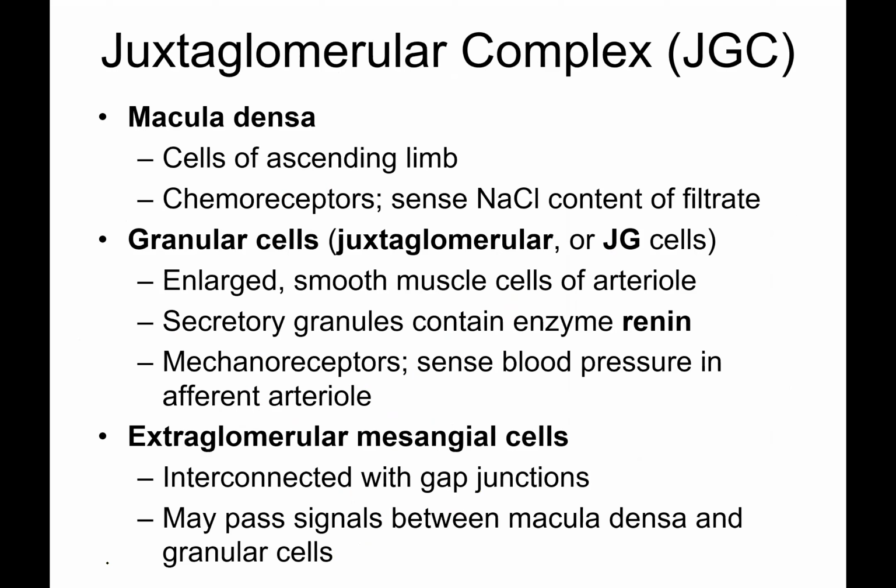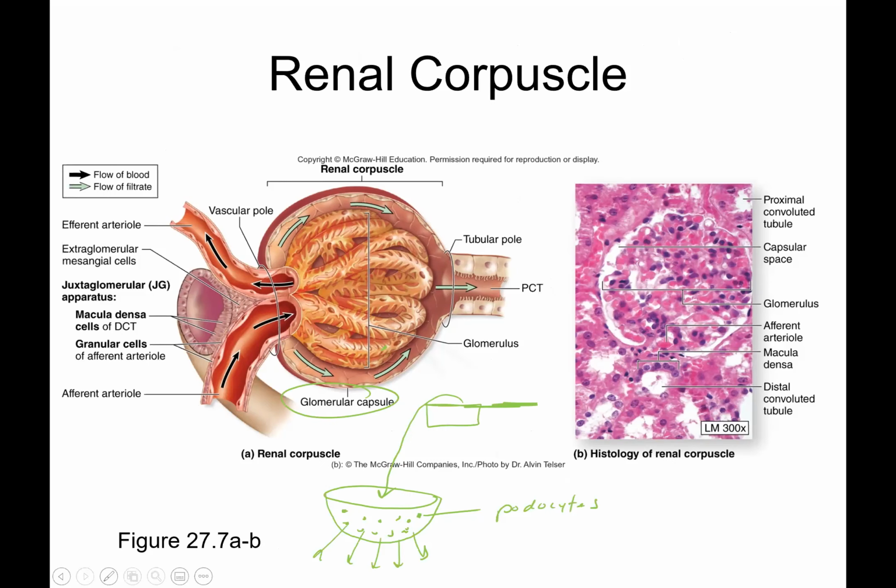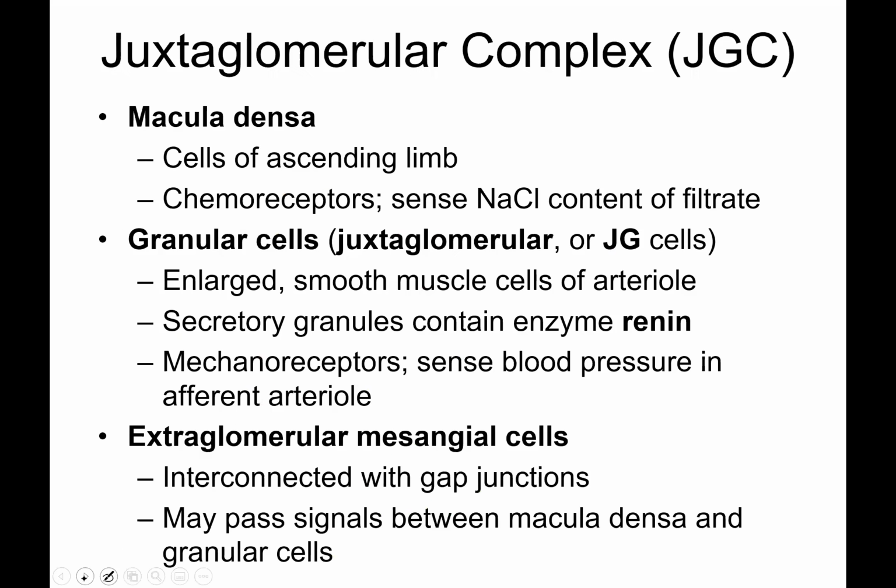Okay, some components within the juxtaglomerular area. This is the juxtaglomerular apparatus. In other words, some of the components that are near or within the glomerular area. It's going to be the granular cells. What makes them unique is that they release the renin.